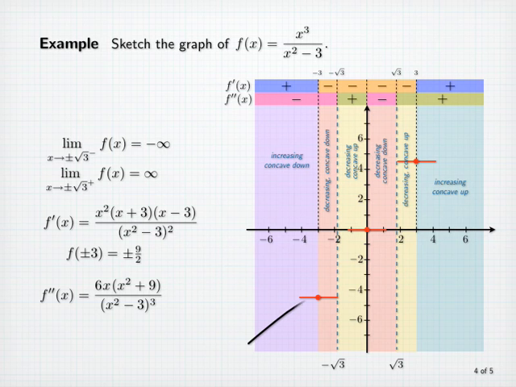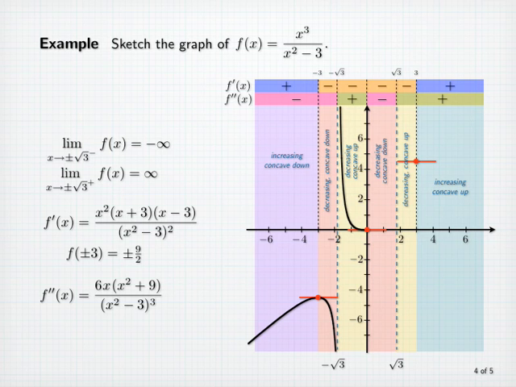It's increasing and concave down until we reach a local maximum at x equals minus 3. Now, between that point and the vertical asymptote at negative square root of 3, we're decreasing and concave down, and the limit as x approaches negative root 3 from the left is negative infinity, and so we draw the graph like so. Now, between negative root 3 and 0, we use the fact that the right-sided limit at negative root 3 is plus infinity, as well as the fact that the function is decreasing and the graph is concave up, to draw this part of the graph.